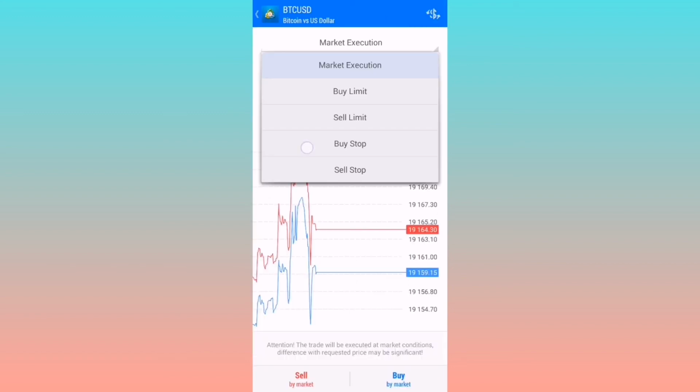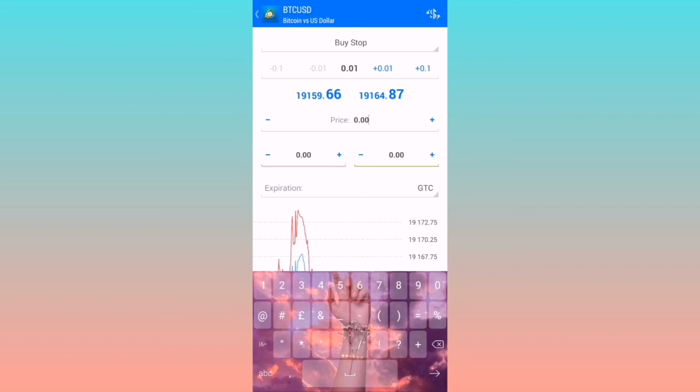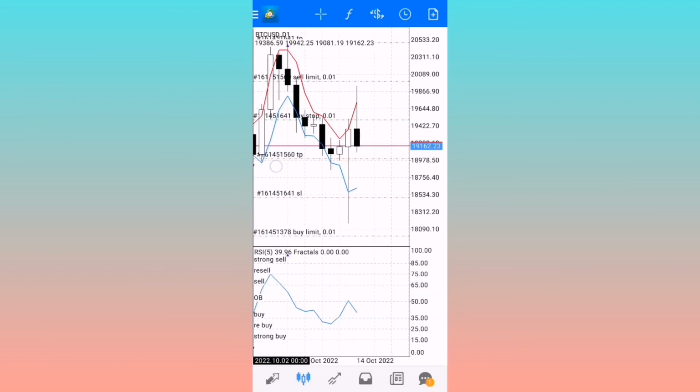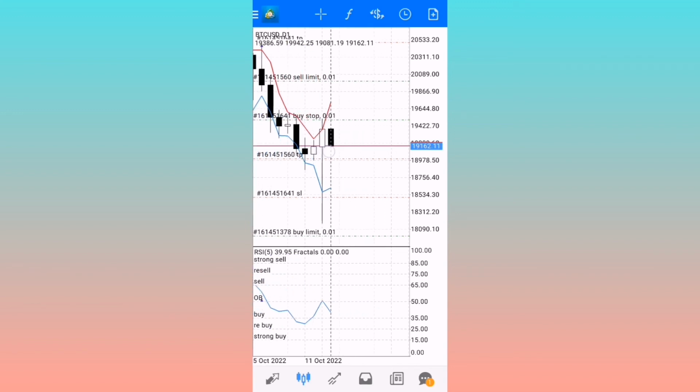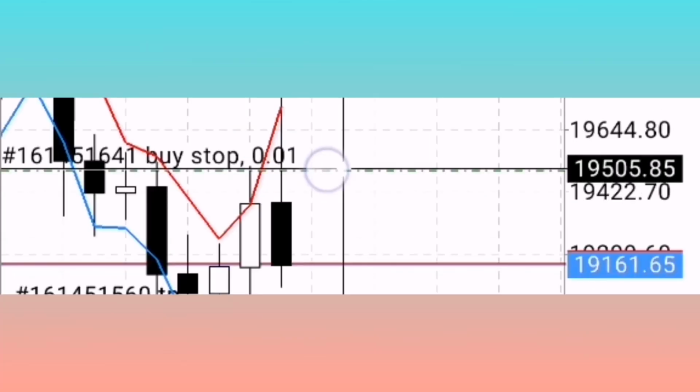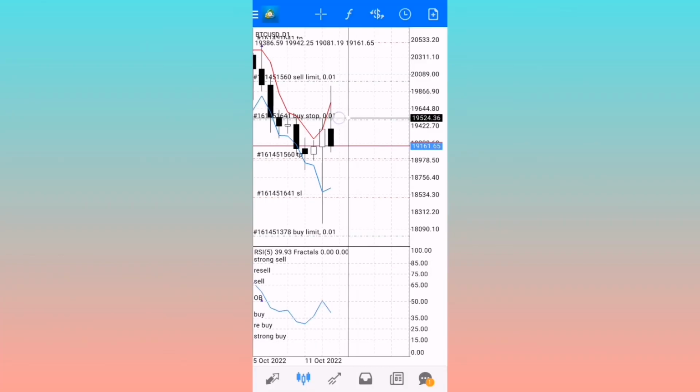Next is the buy stop. A buy stop is placed above the market price. For example, buy stop at 19.5K. If the market price triggers 19.5K, your entry would be buy, and if not, it is still pending, no trades. So remember, buy limit is below the market price and buy stop is above. If the market triggers it, your entry would be buy.